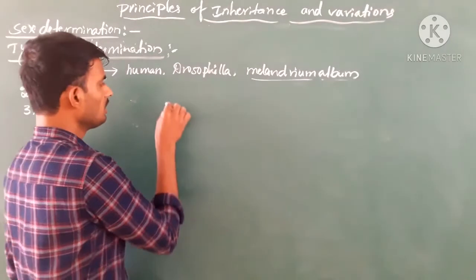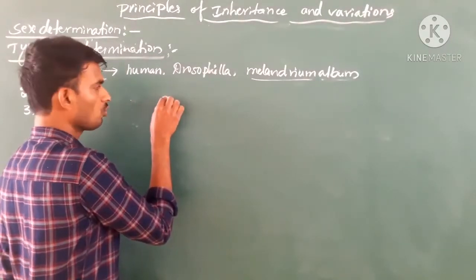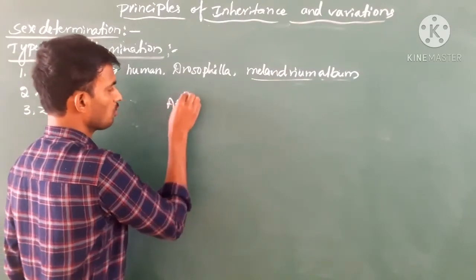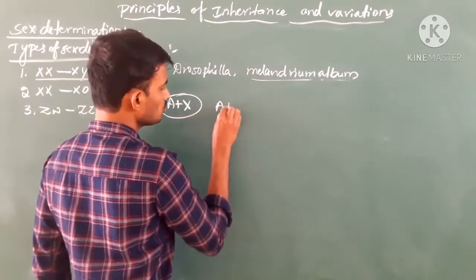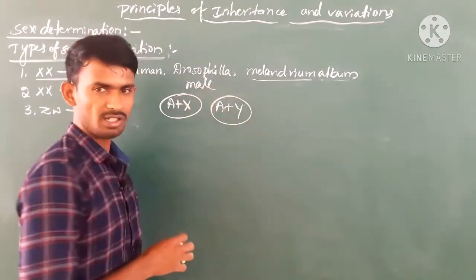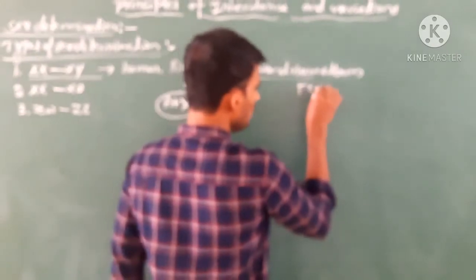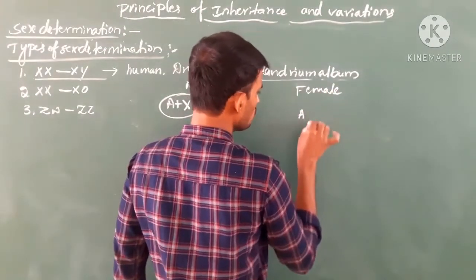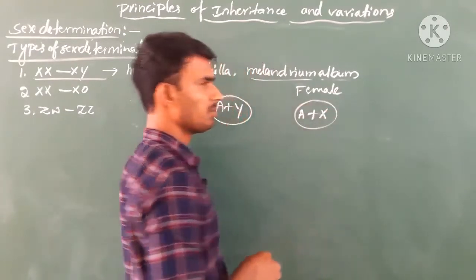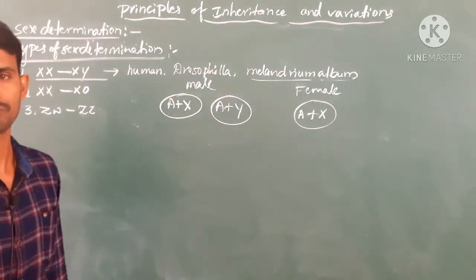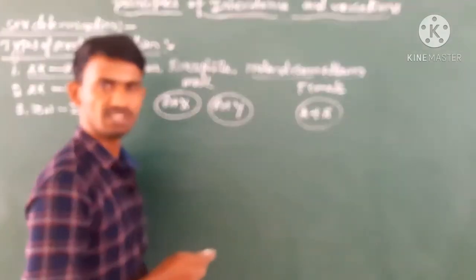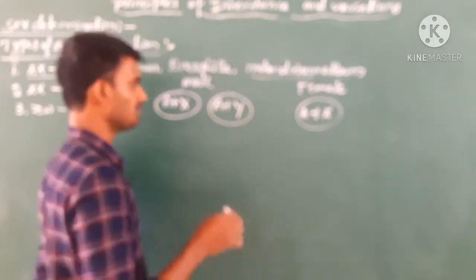Observe here. In the males, the chromosomal complement is autosomes plus X chromosome and autosomes plus Y chromosome, because the males are in the heterogametic condition. The females' chromosomal complement is autosomes plus X chromosome only, because the females are in the homogametic condition. The sex of the offspring is decided at the time of fertilization.